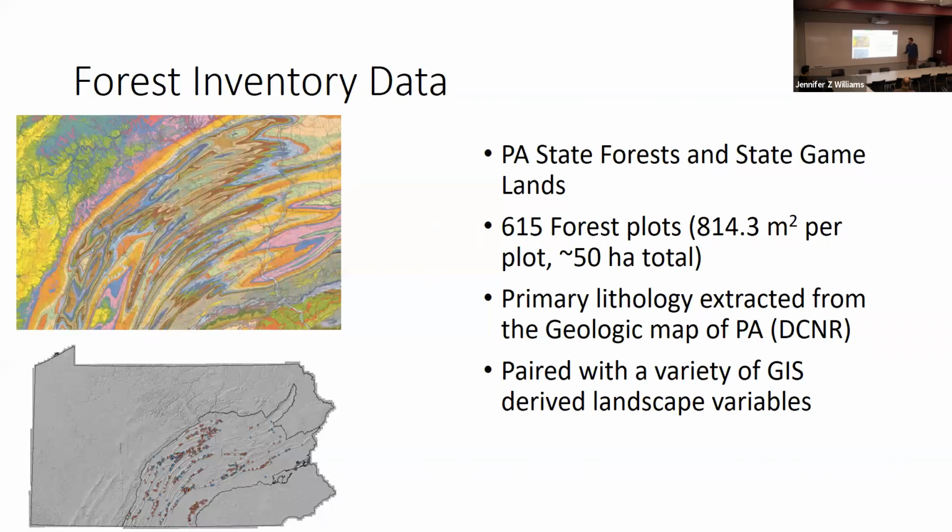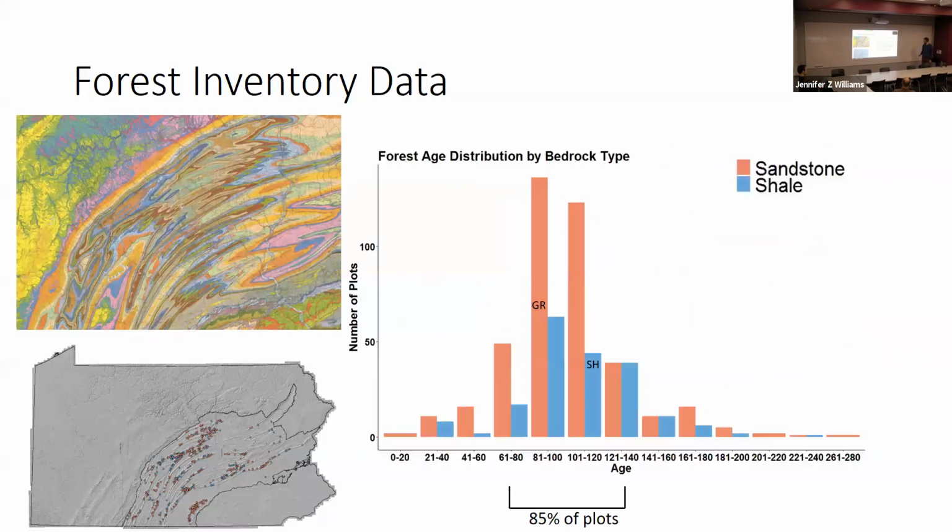For the sake of this analysis and the way that I've seen the CZO folks all talking about it, there was a lithology type classified as quartzite. I put that in with the sandstone category. And then I am working to understand and model the way that forests grow from a variety of GIS-derived landscape variables.